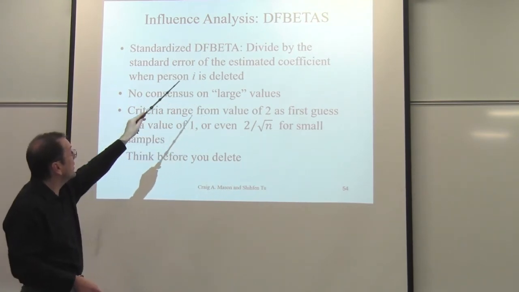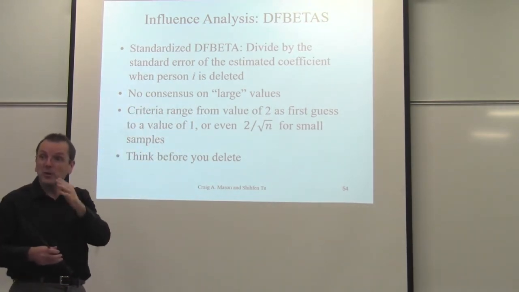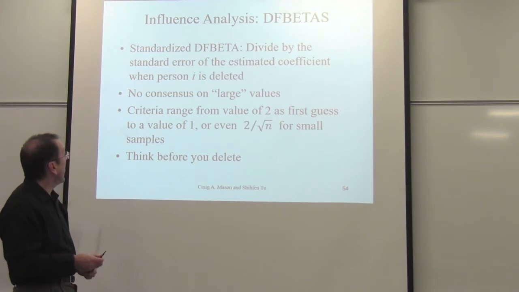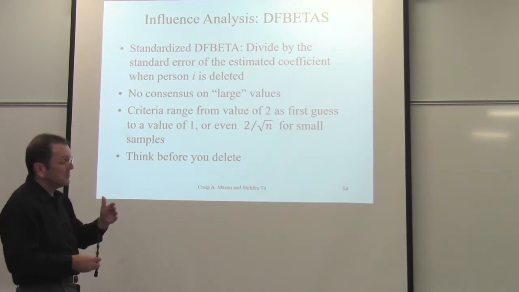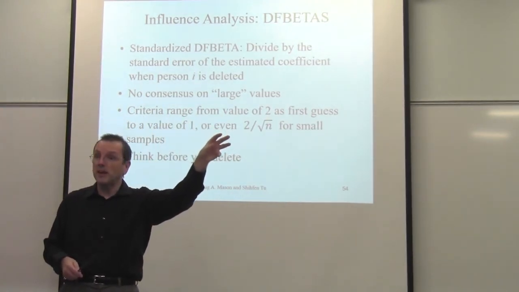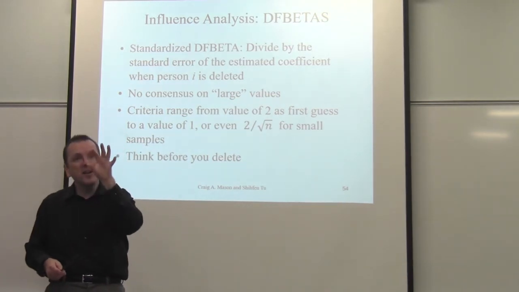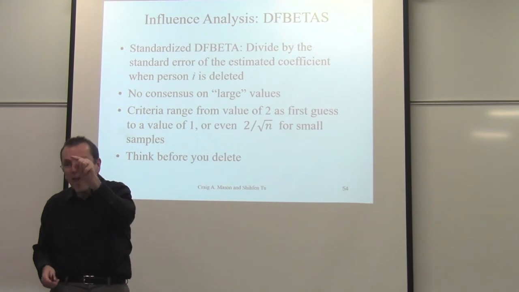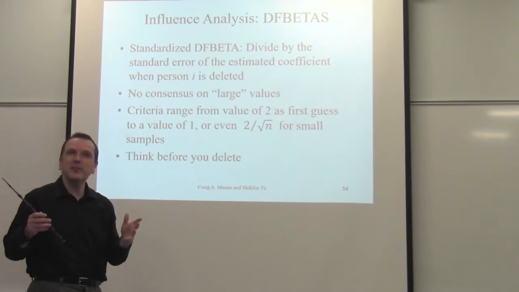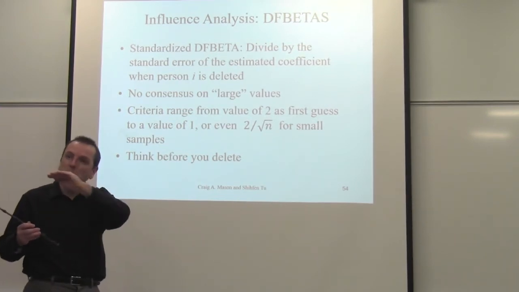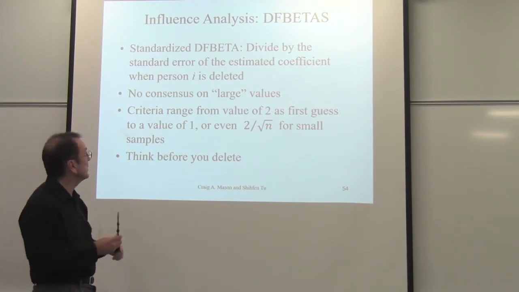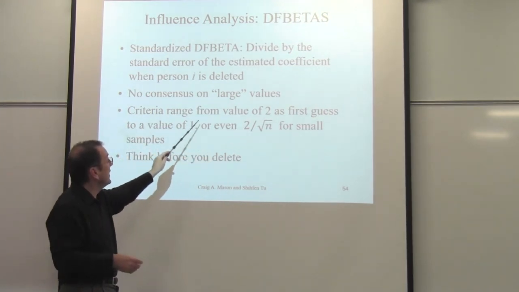So you can actually standardize the DF betas, and these are pretty standard output you can request, the DF beta and the standardized DF beta. That divides each of those individual DF betas by the standard error that you'd estimate for that coefficient for that person. So now you've basically converted them into, theoretically, standard scores, but they're not Z-scores. We should be clear on that. The criteria, it's still very squishy.